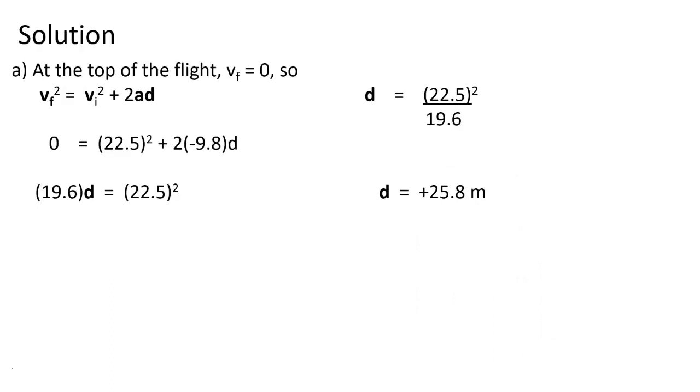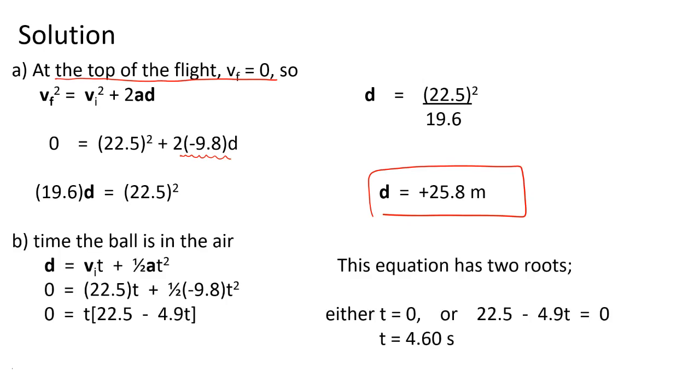Okay, so here is part A solution to that, where we know that our final velocity at the top of the flight is going to be 0. Our initial velocity is 22.5 upwards. Okay, our acceleration, when we put that into our formula, it has to be a negative number because it is acting in the downward direction. Okay, and then we plug and chug and we find, hey, this ball is going to reach a maximum of 25.8 meters.